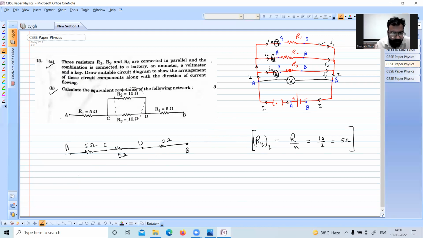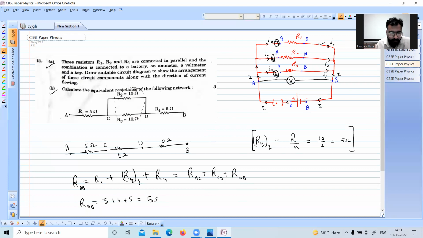Now from A to B, the equivalent resistance RAB will be R1 plus R equivalent, which we have calculated, and then R4. You can also write this pattern as RAC plus RCD plus RDB. You can use any of the patterns. RAB is equal to 5 plus 5 plus 5. Don't forget to write the unit. This is the equivalent resistance of the circuit. Okay, so we are done with this question.